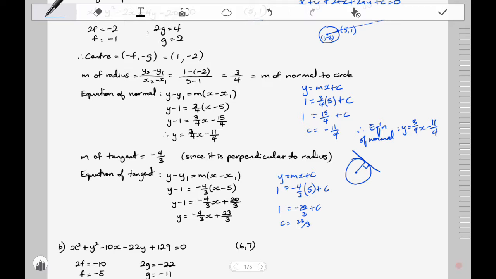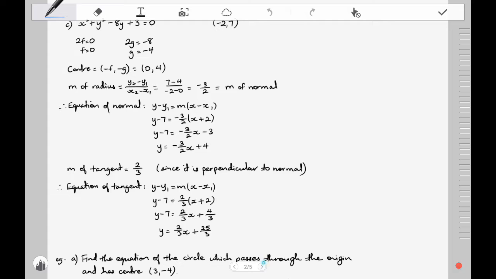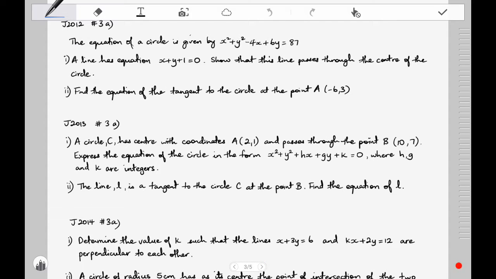Okay, so let's look at our past paper question. June 2012, number 3a. The equation of a circle is given by x squared plus y squared minus 4x plus 6y equals 87. Alright, so we just focus on this part of the question. Find the equation of the tangent to the circle at the point A.